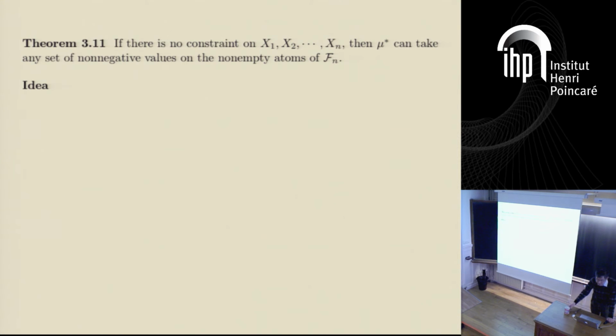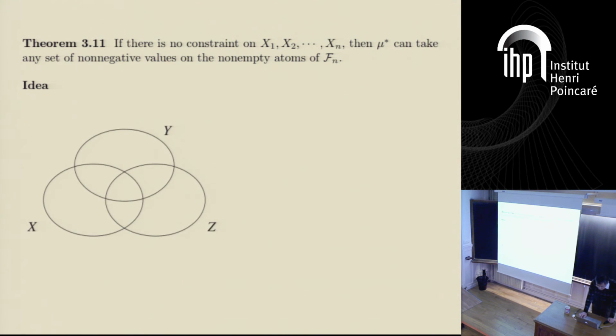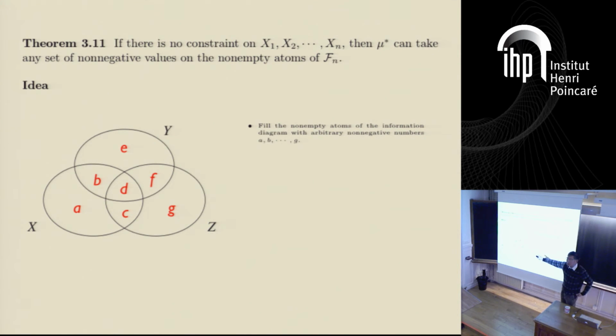Now, the next theorem says that if there's no constraint on the n variables involved, then mu star can take any set of non-negative values on the non-empty atoms of the field. Which means the following. Suppose I have a 3-variable diagram, and I arbitrarily put in non-negative values on the atoms, and I ask whether I can construct a joint distribution for x1, x2, and x3 such that mu star looks like that. It turns out to be rather easy.